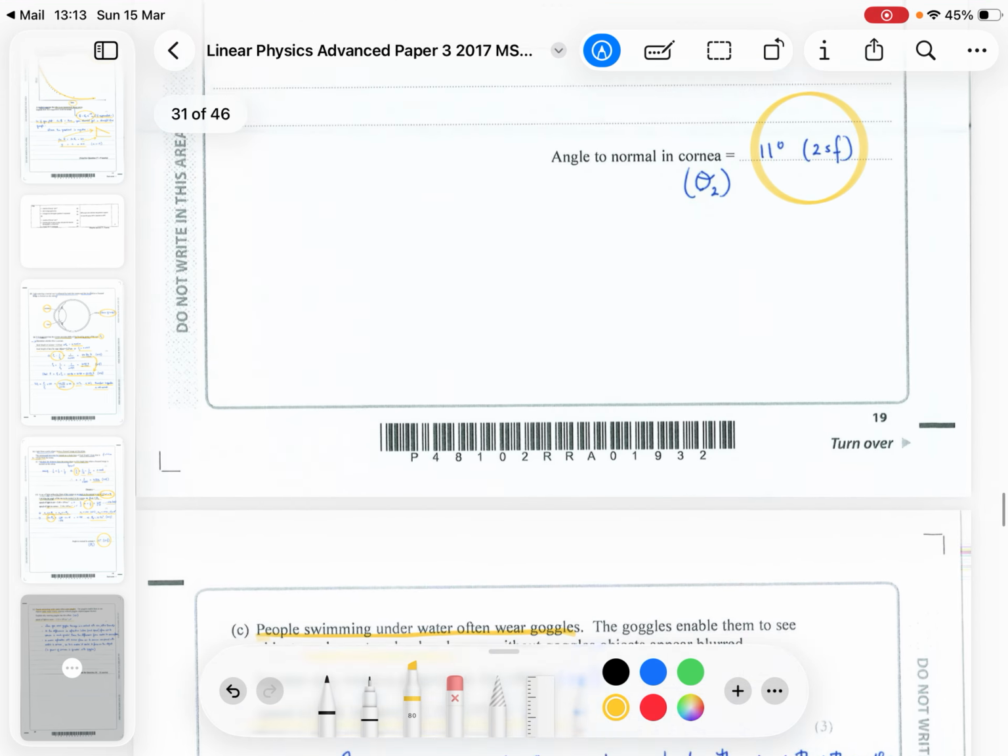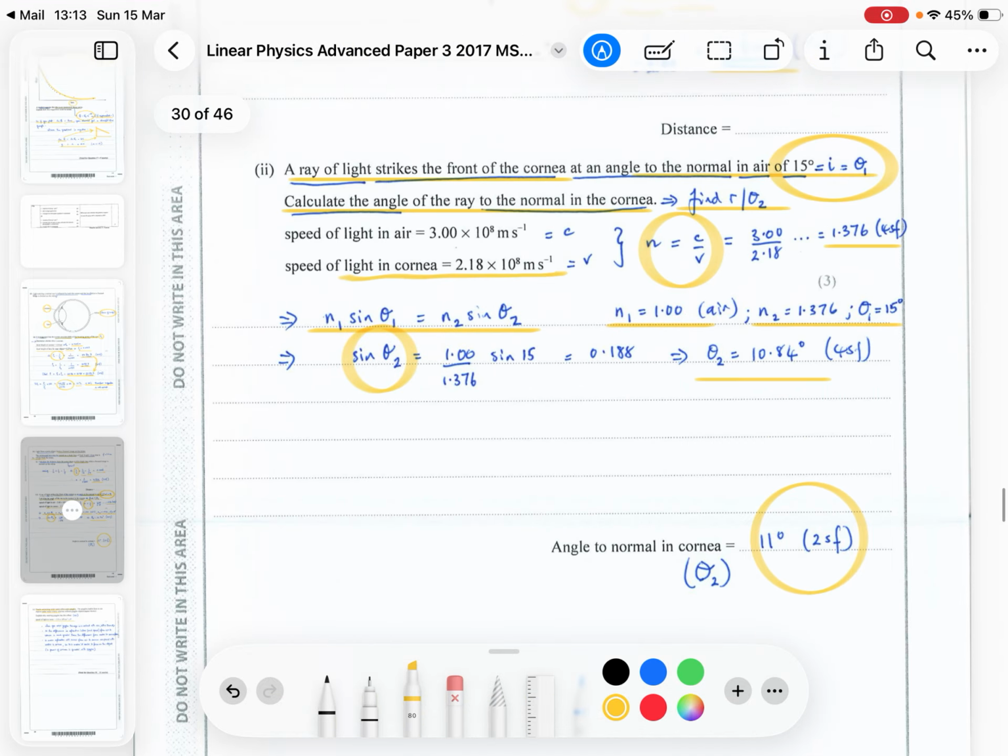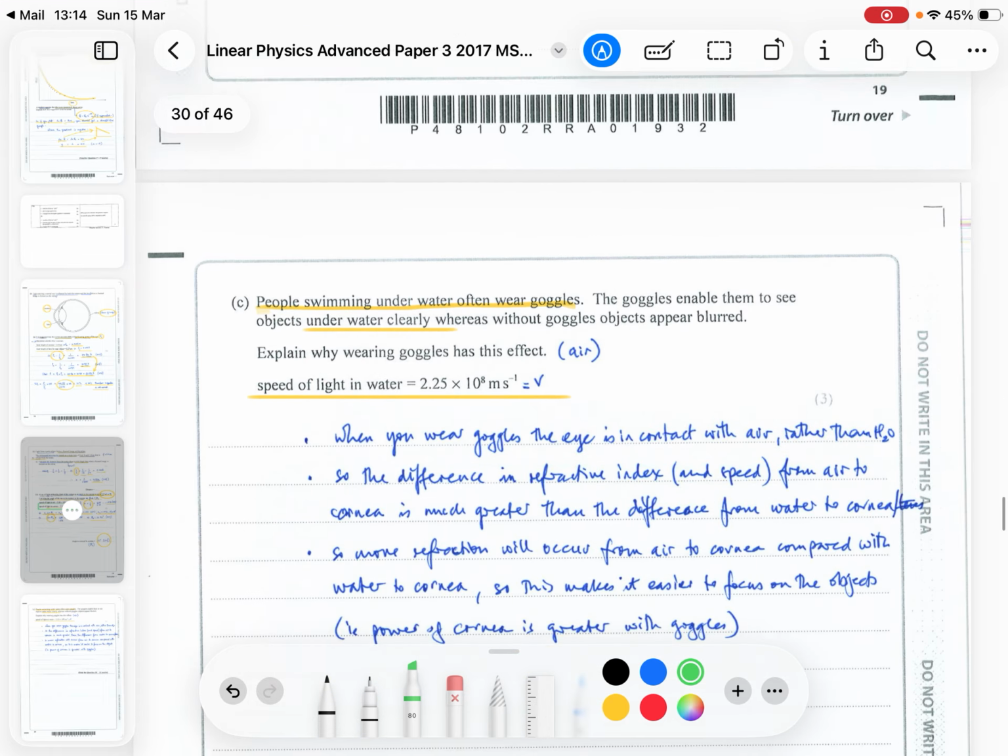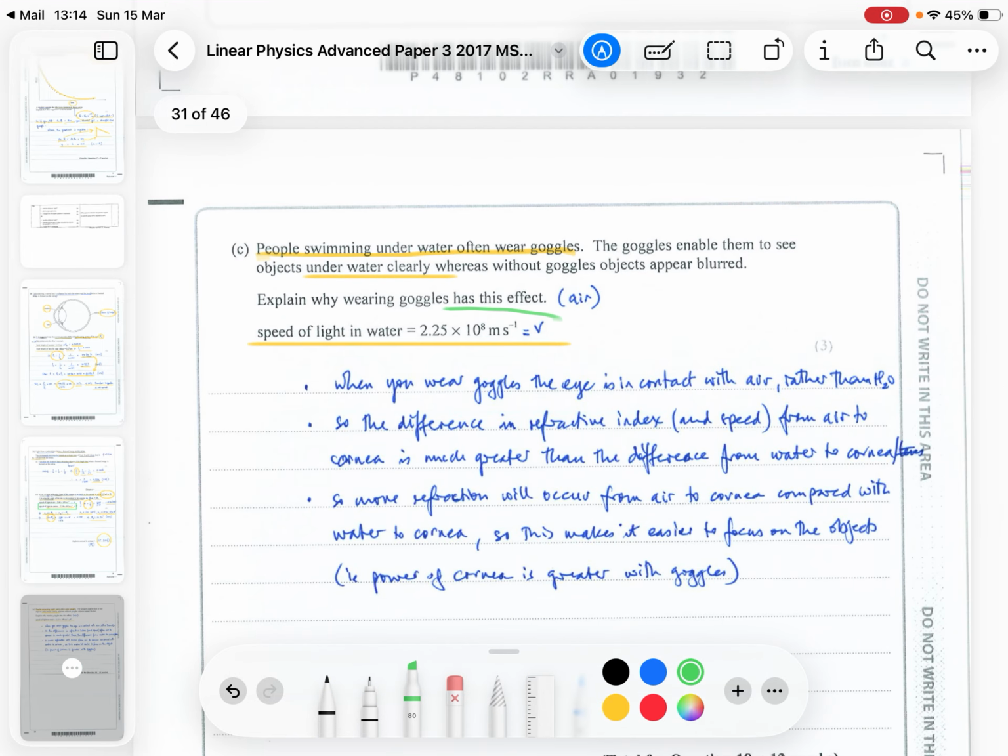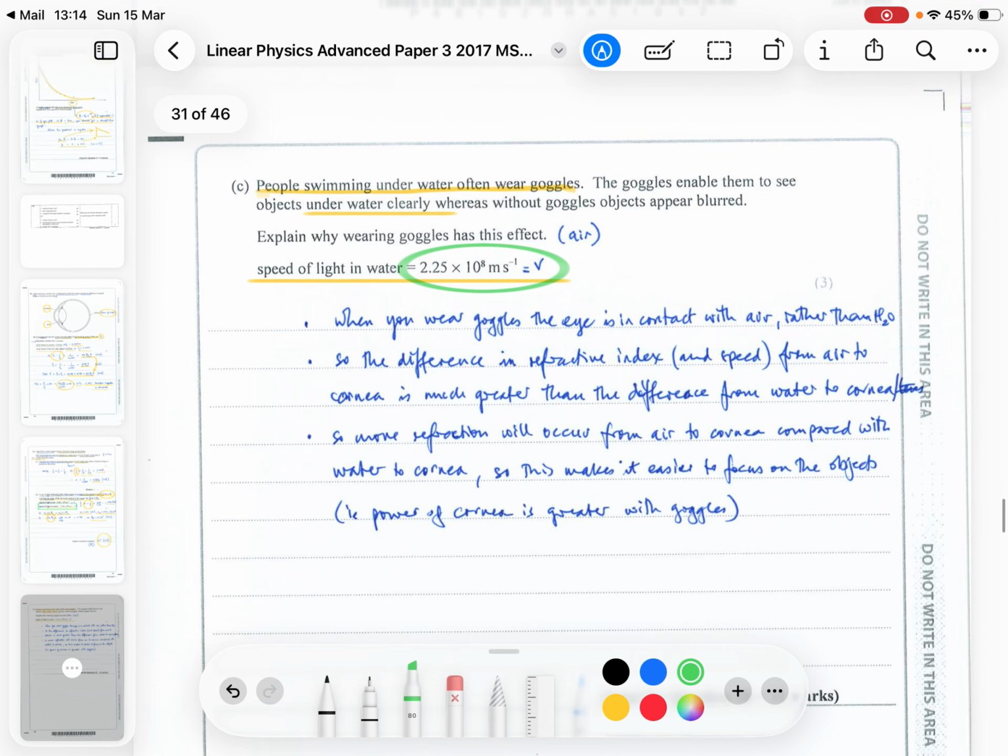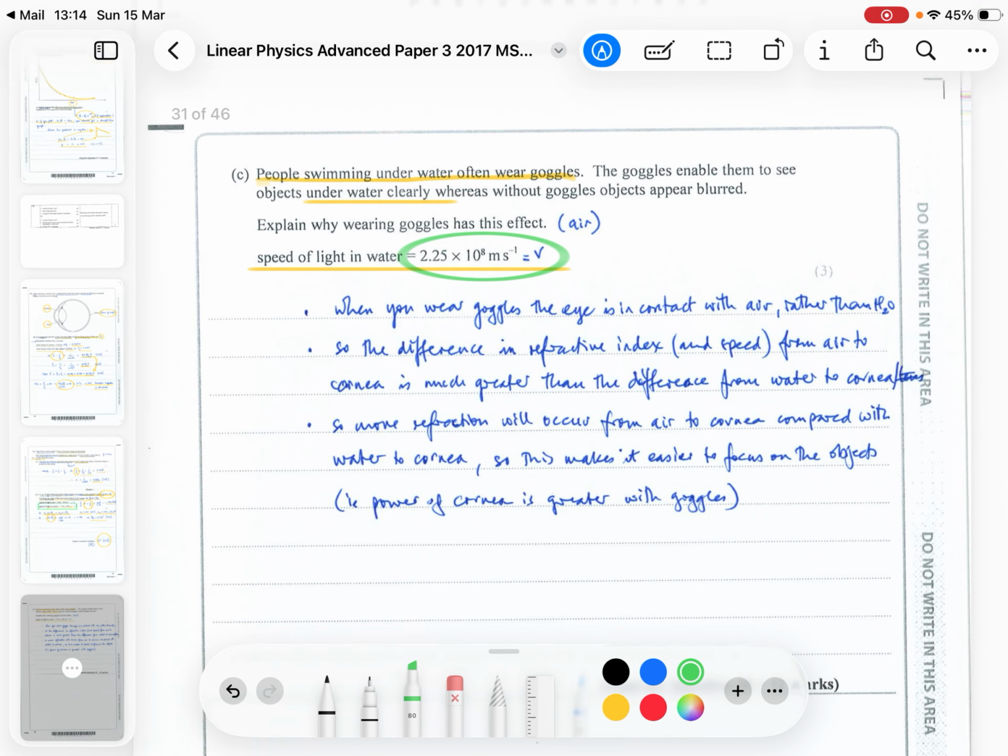Let's have a look at what it was here. You see the speed of light in the cornea was very similar, 2.2 to 1 decimal place, and here is 2.25, so 2.18 to 2.25. So it's not much difference. So it's not going to refract much when it goes from water into the cornea, and that makes it more difficult for your eyes to adjust.